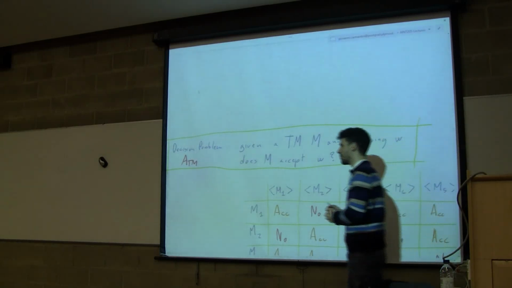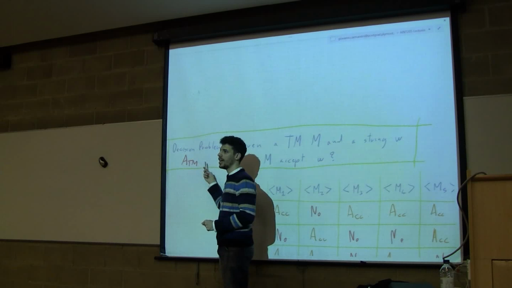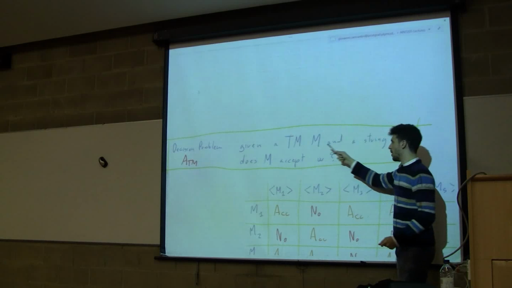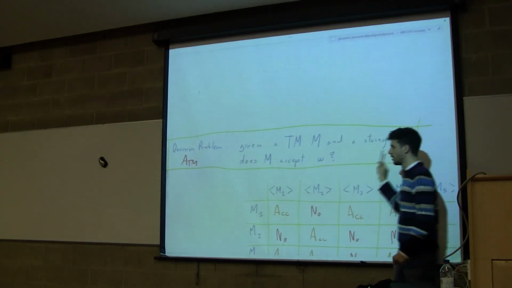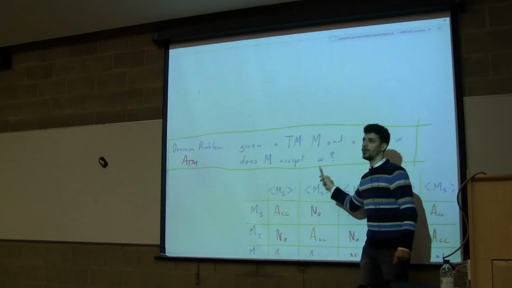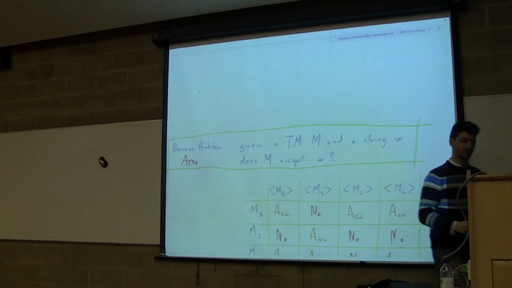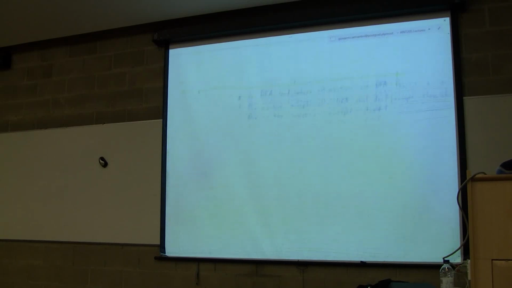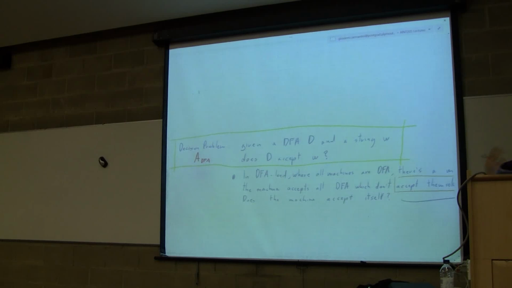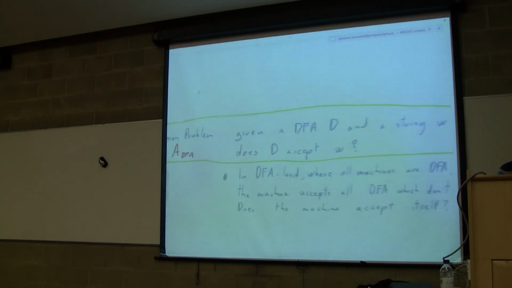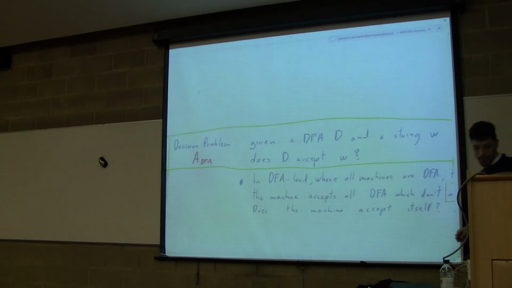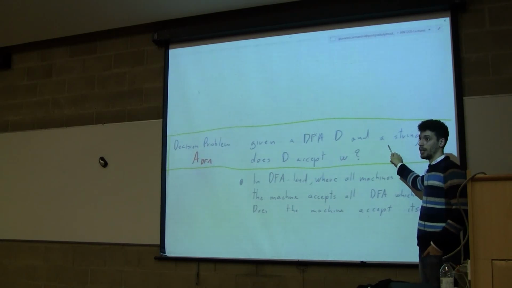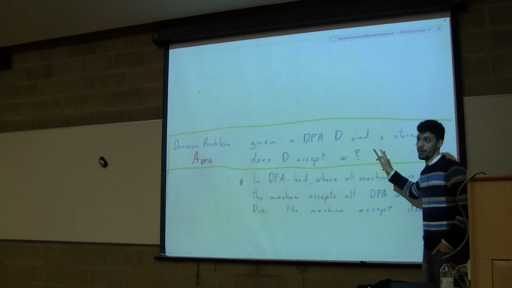So we have another decision problem. We will call it ATM, or accept TM. Given a Turing machine M and a string W, does M accept W? I think I wasn't clear in this one. Okay, so I gave you the Barber's paradox for DFAs, and the Barber's paradox for DFAs implies that this decision problem here will be undecidable if you were to use only DFAs.